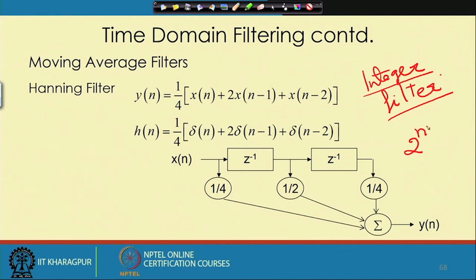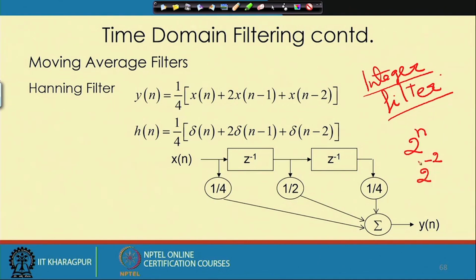Now, what is the benefit of making it 2 to the power n? As we have the binary representation of the data, we can do the scaling by shifting the bits in the register. So, if we have to divide by 4, which can be represented by 2 to the power minus 2, what can we simply do? We can do a 2 right shift, and that gives the scaling.